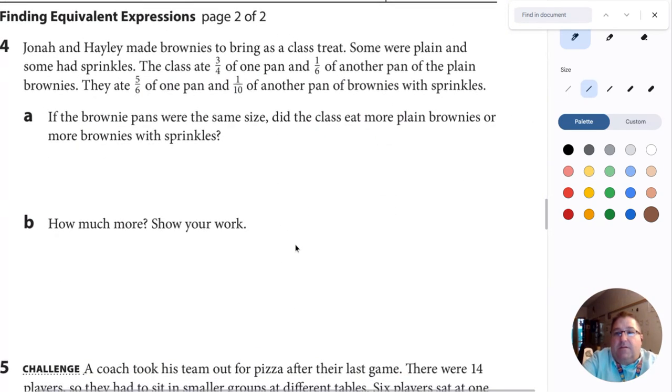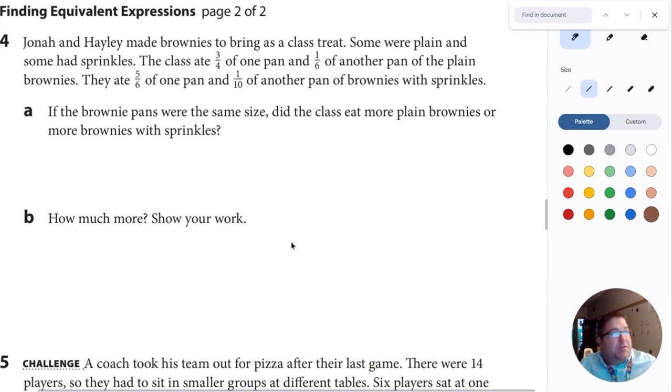All right. Jonah and Haley made some brownies for the class treat. Some were plain, some had sprinkles.